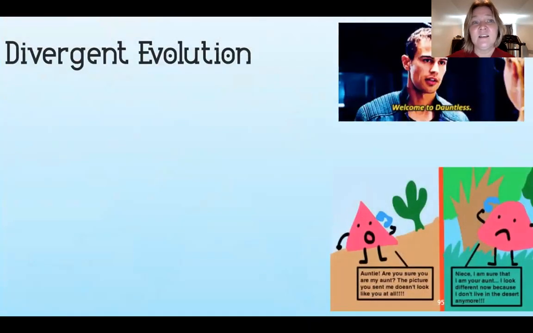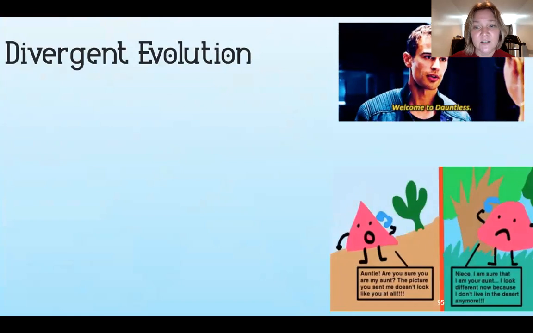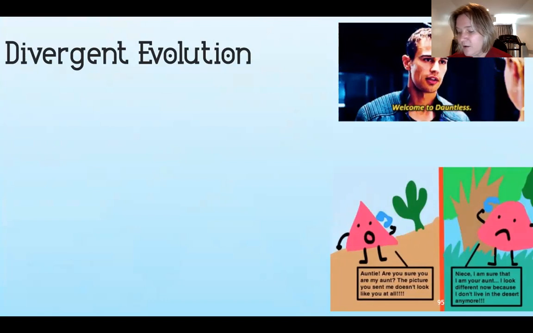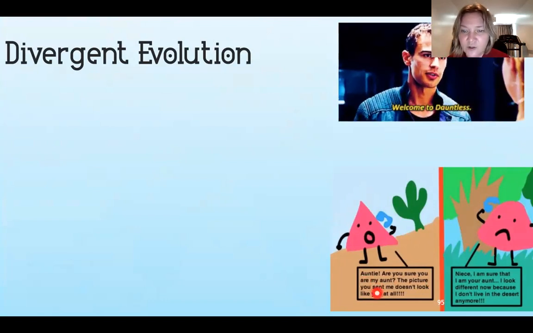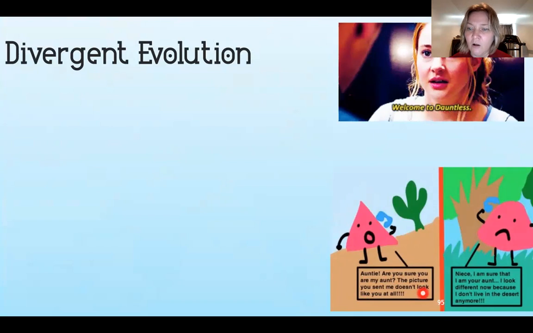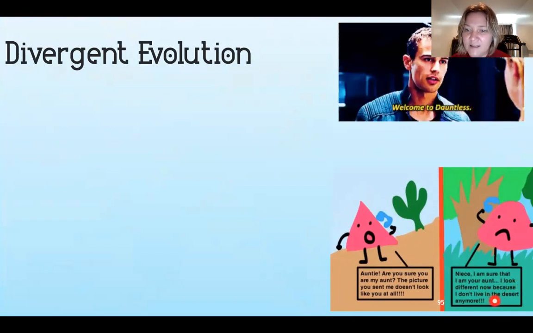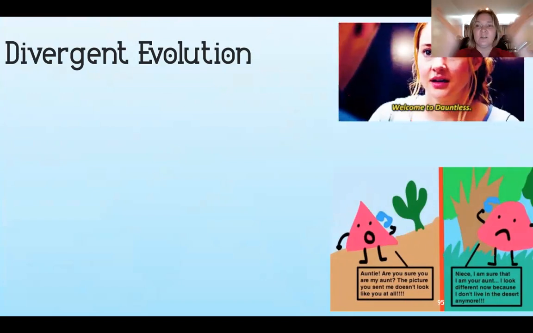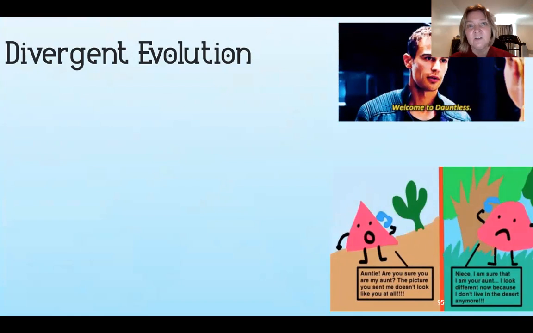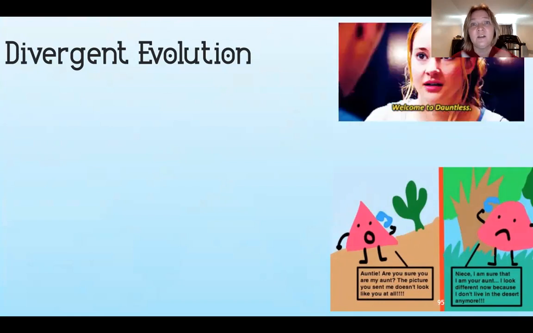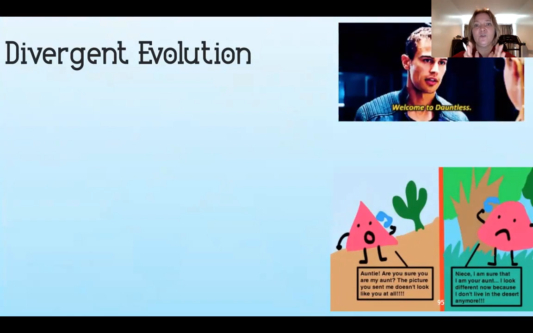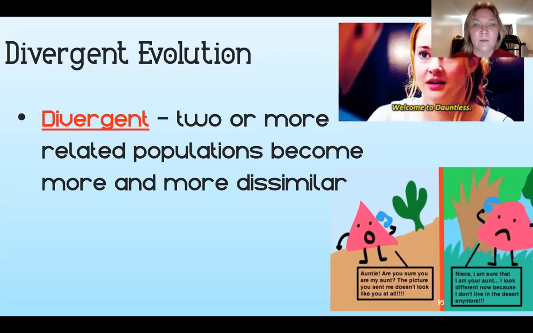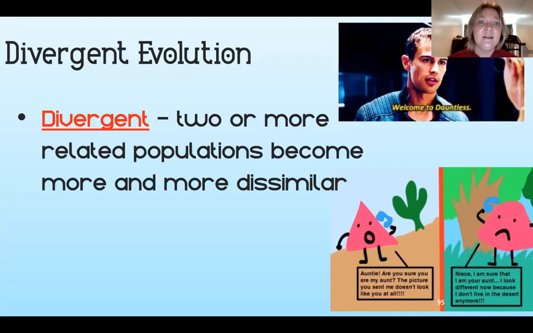Okay, and then finally we have divergent evolution, which is kind of the opposite of convergent evolution. So here again in the cartoon, it says, "Auntie, are you sure you're my aunt? The picture you sent me doesn't look like you at all." And she says, "Niece, I am sure that I am your aunt. I look different now because I don't live in the desert anymore." So divergent lines are when you have a similar origin of evolution, but because of environmental differences, you evolve into two different species. Two or more related populations become more and more dissimilar.